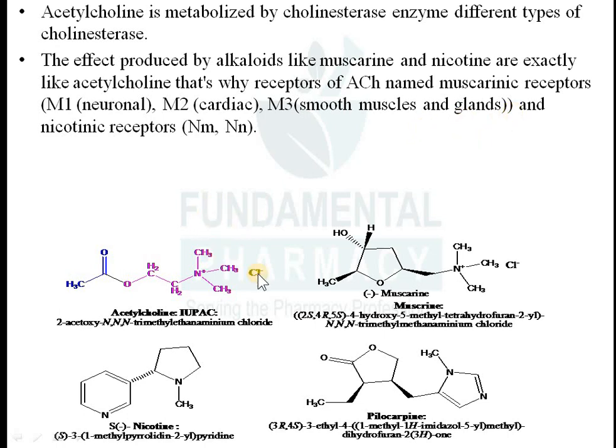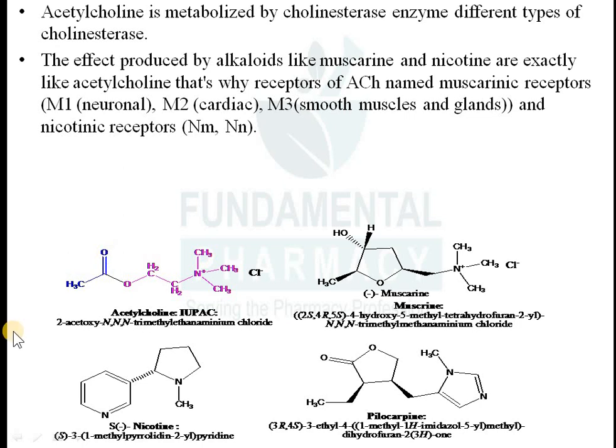Okay, another alkaloid is there known as nicotine. Nicotine also will produce the same kind of actions like acetylcholine. That's why the receptor is known as the nicotinic receptor. So those are two types, NM and NN. NM is present at the neuromuscular junction, and NN is present in the ganglia. We have seen this part in the pharmacology also. So just try to correlate these things.